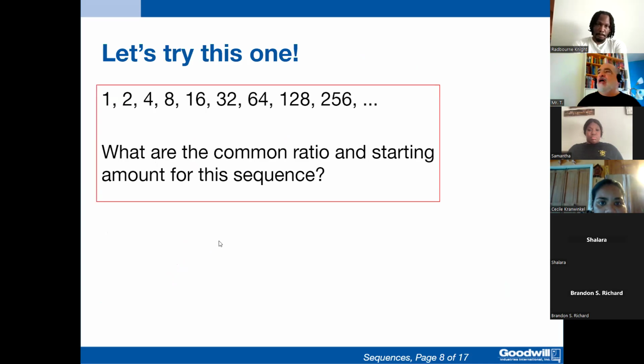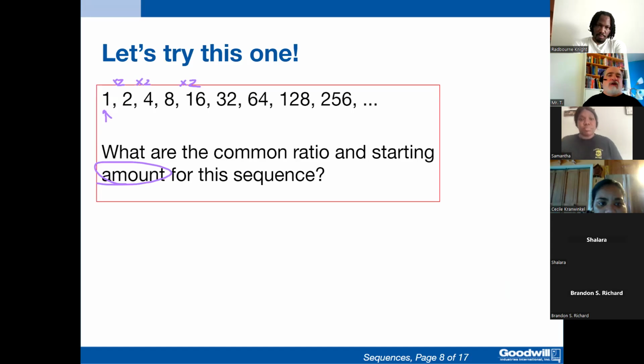Okay, let's try this one. So what's the common ratio? So I'm already telling you it's geometric, right? If it's a ratio, it's geometric. Everything is doubled. Doubled, yeah. So this is one that doubles. So times 2, times 2, etc. times 2. And then what's the starting amount? 1. It's a 1, yeah.